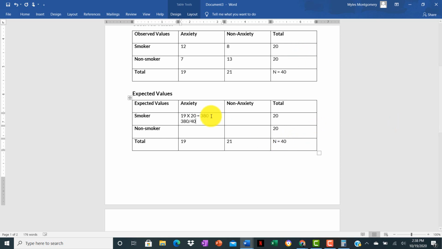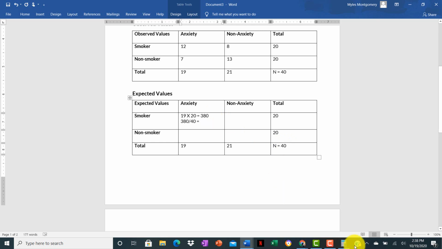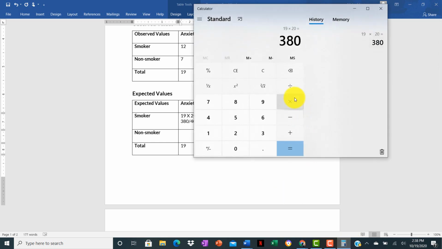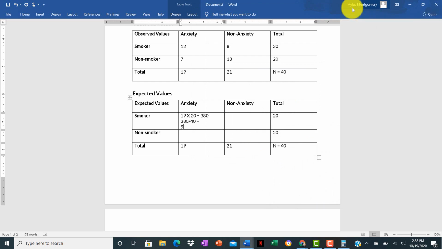So we'll just go 40 there, and then when we go ahead and divide the 380 by 40, we get a very workable number. In this case, it's 9.5, okay? I'm going to go ahead and just highlight that for you. Again, what we're building right now is the table of expected values on our chart. For this cell, this is the smoker non-anxiety cell, and we're working to get the expected value here.